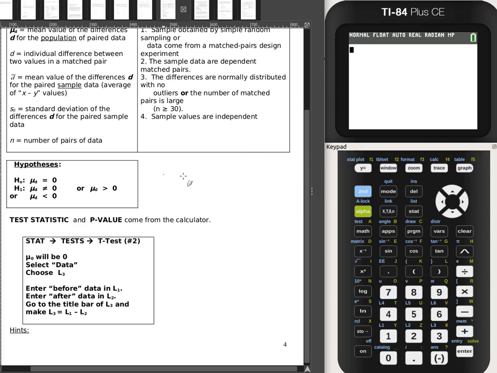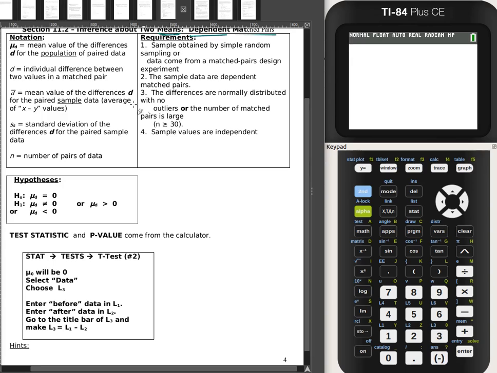And here you can see some of the notation that we're going to be using, where we will have a different kind of subscript than we've had before. Now we're going to be talking about this thing called mu d, where the mu has to do with the mean, and the d is talking about a difference. So what we're going to be talking about is the mean of the differences between the two different data.